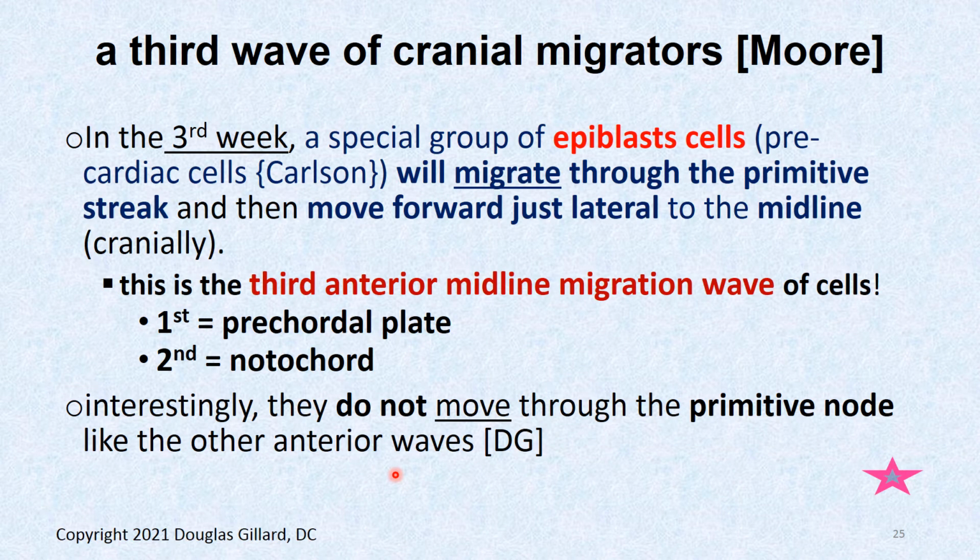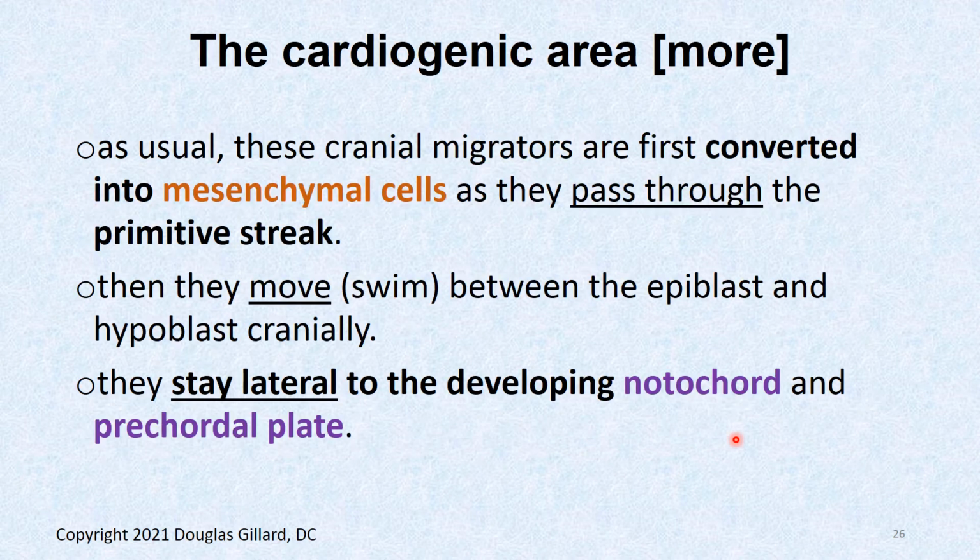So let's leave the lateral plate mesoderm, because we've kind of made it similar to the extraembryonic mesoderm. There's a third wave of cranial migrators. Remember, the first wave went through the primitive node and became the precordal plate. A second wave came through the primitive node and became the notochord. Now there's a third wave of these epiblast cells, and these migrate a little bit more lateral, and they're going to form something different. Interesting about this third wave, they don't go through the primitive node of the primitive streak, which is a little weird.